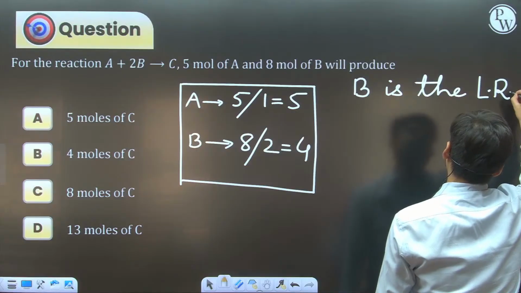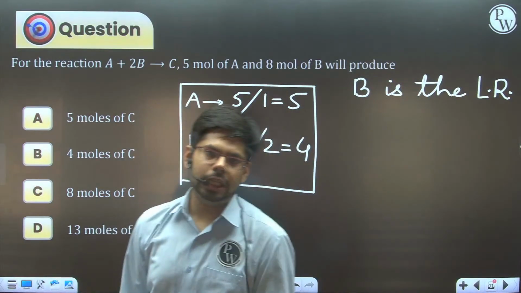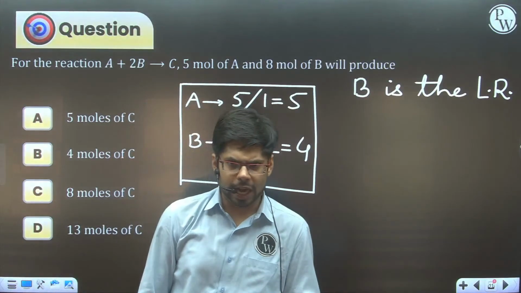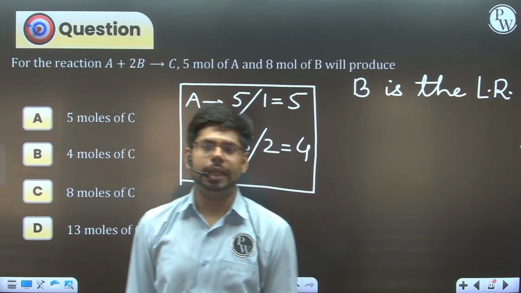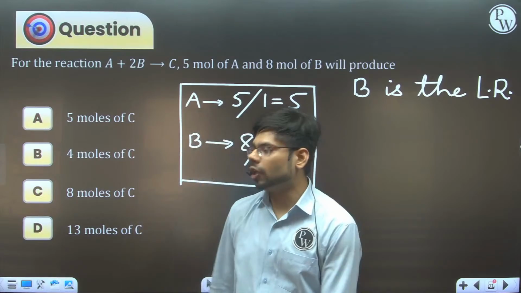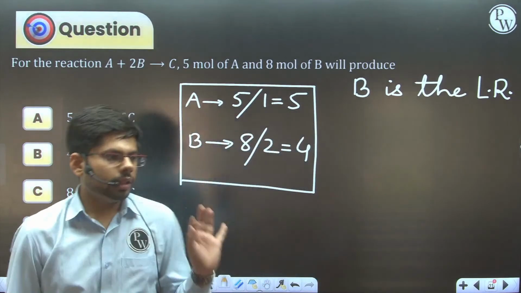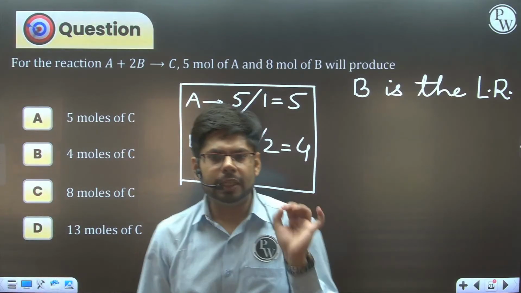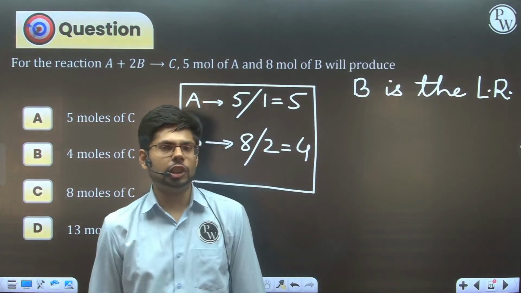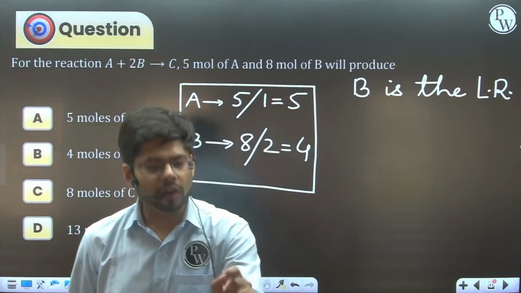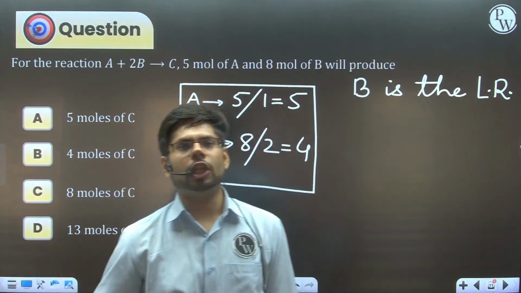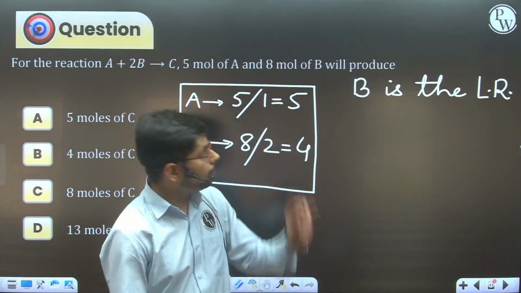So what is this LR telling us? B will be used up completely, which means A will not be used up completely. Some amount of A will be left behind, but B will be used up completely. Which means now the subsequent calculations will be based on the limiting reagent. The entire purpose of finding out the limiting reagent is to proceed further. That means we should know what to do. Once you know who the limiting reagent is, all subsequent calculations will depend on that. So our basis is B now.